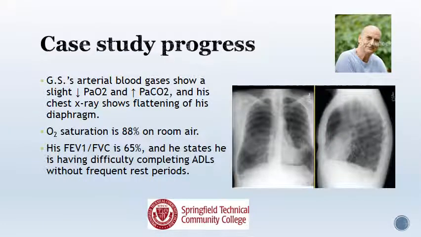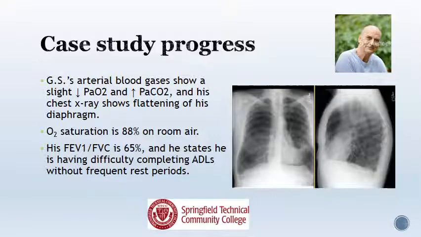All right, so Mr. GS's arterial blood gases show a slight decrease in his oxygen and a slight increase in his carbon dioxide. His chest x-ray here shows flattening of his diaphragm. Where normally a person's diaphragm would be nice and half moon shaped, his is kind of on the flatter side. He says that he has difficulty completing his activities of daily living, like taking a shower or brushing his teeth, without frequent rest periods. His saturation is 88% on room air, not stellar, right? We want our patients to be 97 or greater.